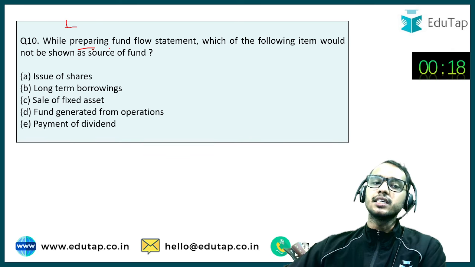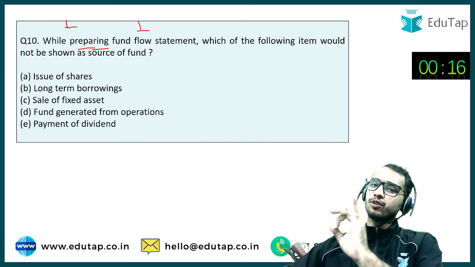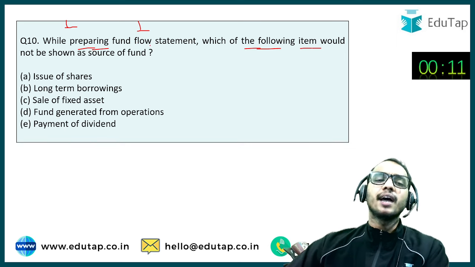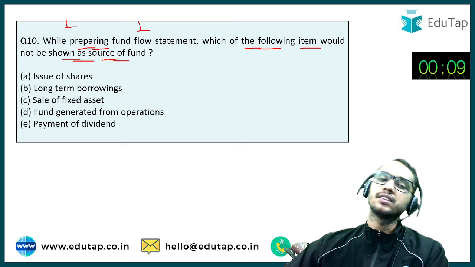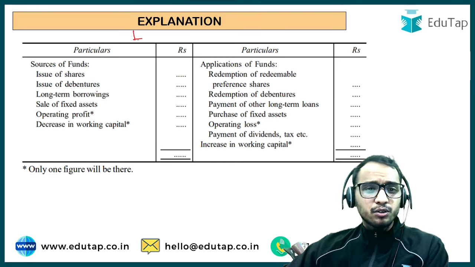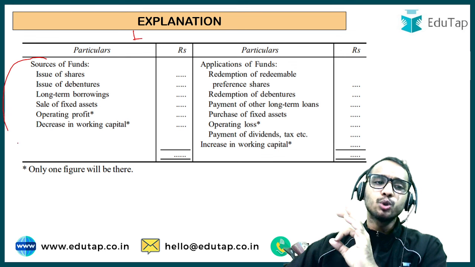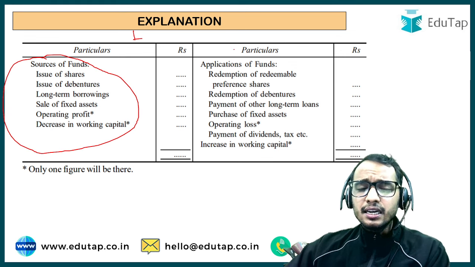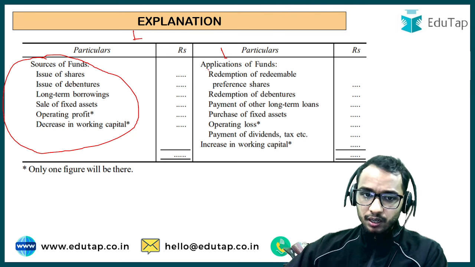Question number 10 says, while preparing fund flow statement, which of the following items would not be shown as the source of fund? In this question we will look at the format of fund flow statement. First of all, let's look at the detailed format as well. Now this is the fund flow statement. It gives you sources of fund here. And it gives you application of fund as well here.